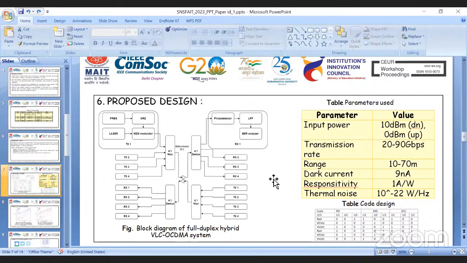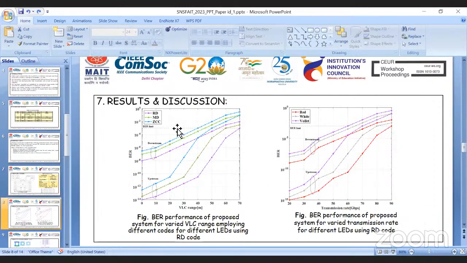Besides this, I have compared which code works preferably in my system, because each code has its own properties. I have realized that the RD code performs well compared to the other codes, and it provides more distance. Even here we can see that the ZCC code provides 40 meters. It is still limited. So I used another code, the RD code. I have tested this experiment with RD code, MD code, and ZCC. This is only the 1D code I will use here.